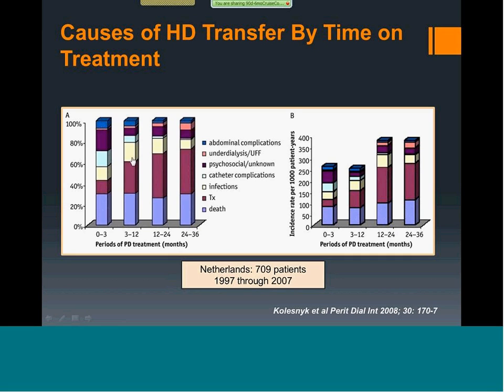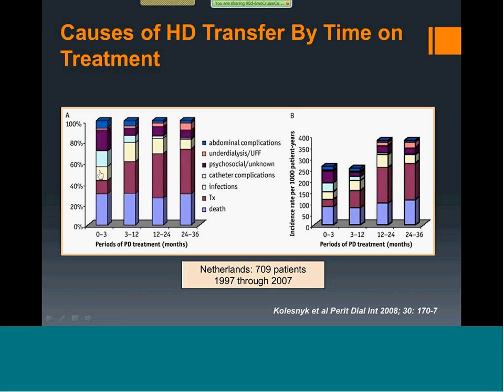The largest cause of transfer remains infection, followed by catheter complications, followed by psychosocial reasons. And then under dialysis, this very tiny pink line is underdialysis, ultrafiltration failure, and this is abdominal complications. As you see, infection is the most common reason for transfer between 3 to 12 months, and across times, it is this period of time that infection is most important.